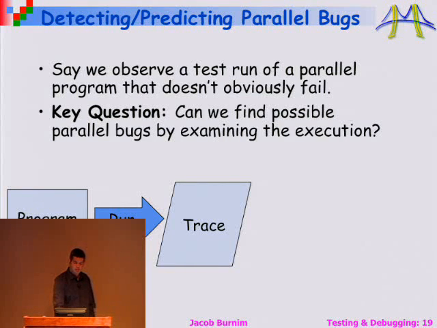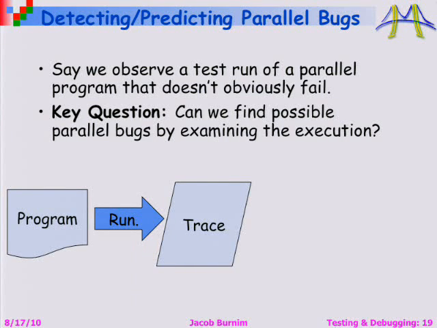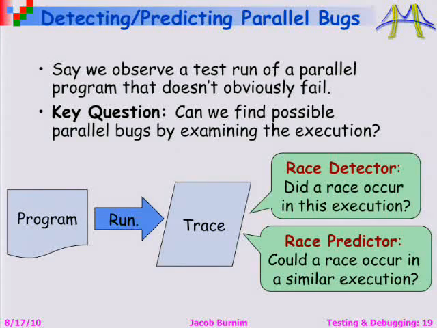So the idea is here we have this program, you run it, and we can record the trace of the program. Right? This will be a log of every operation performed by every thread: every read or write of shared memory, every lock acquire and lock release, or barrier synchronization, and the order in which they all occur. And then we'll run a tool on that trace.